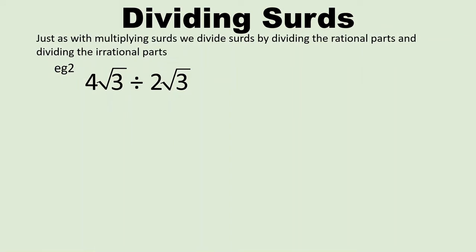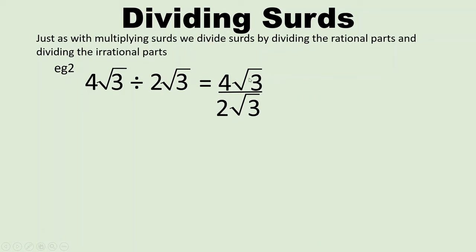Just as we multiplied surds together, we can divide surds by simply dividing the rational parts and dividing the irrational parts. You might find it easier to do this if you write your divisions as fractions. Here I can clearly see that the rational 4 is over the rational 2, so I'll do 4 divided by 2.